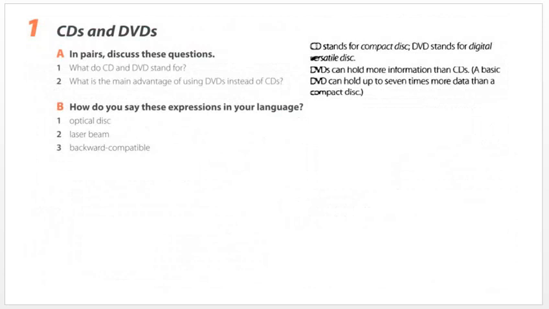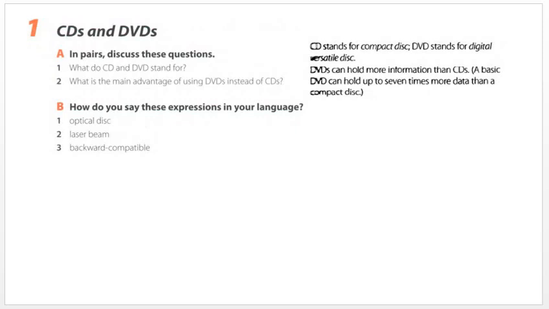CDs and DVDs. Task number 1. Discuss this question. What do CD and DVD stand for? It means C is for what and D is for what. CD stands for compact disc. DVD stands for digital versatile disc. D for digital, V for versatile, and D for disc. And CD, C for compact, D for disc.